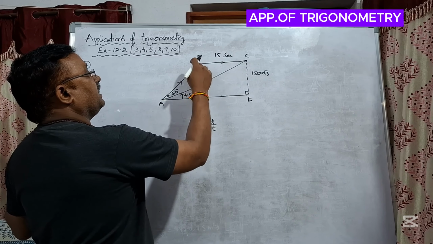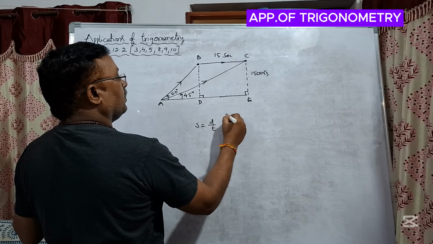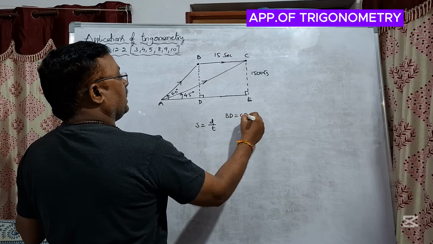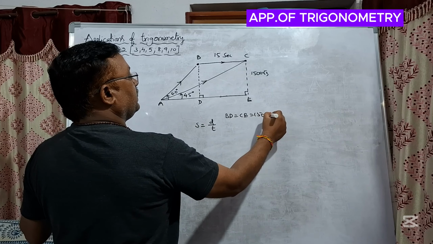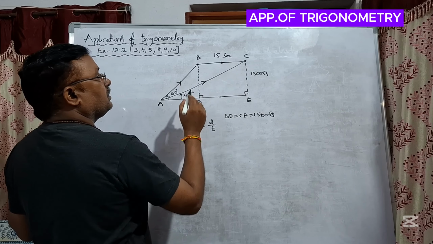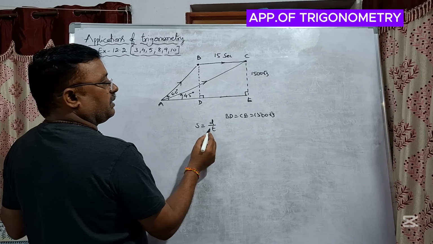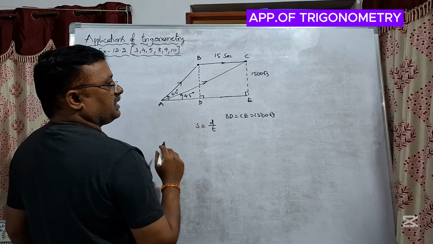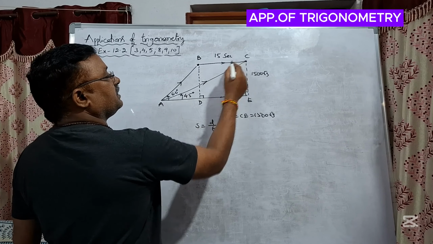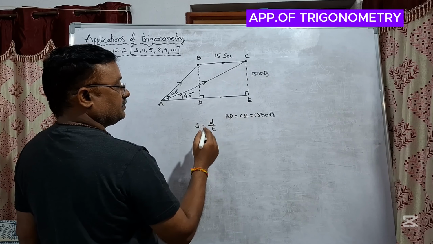If the jet is flying at a constant height, BD equal to CE as 1500 root 3 meters, what is the speed of the jet they are asking? To find out the speed, we have a formula, distance by time. Time is 15 seconds, they have given. Find out the distance BC. That BC distance is nothing but DE distance.